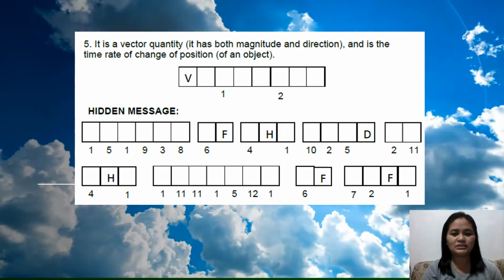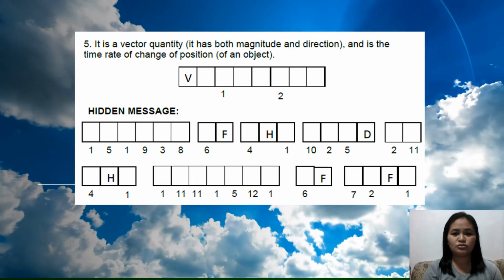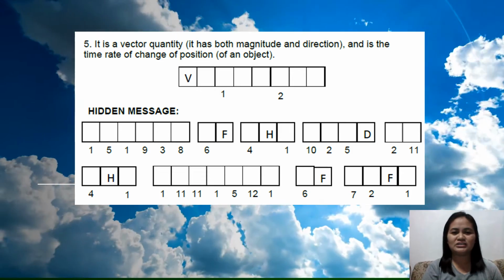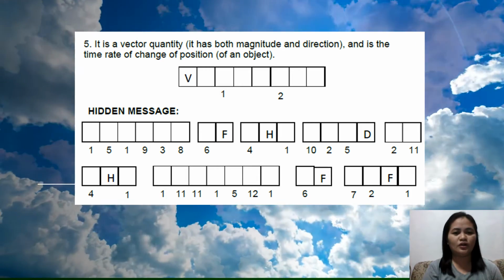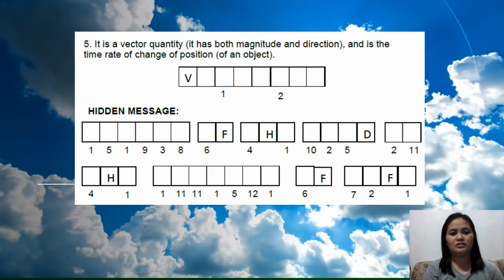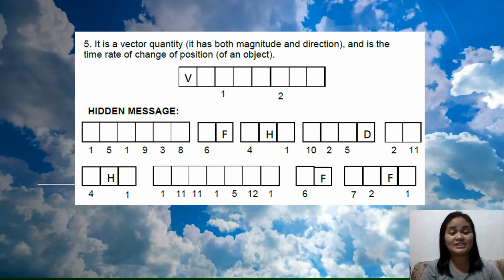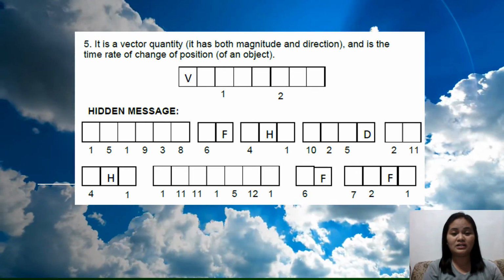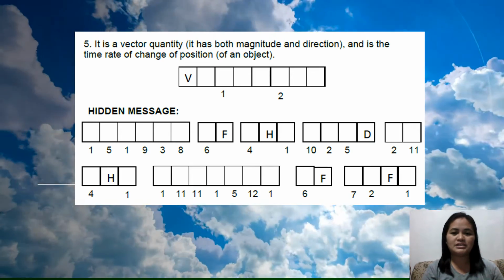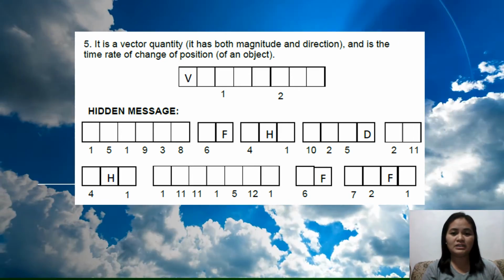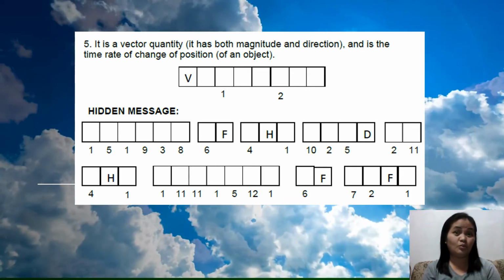Tuloy. Number 5. It is a vector quantity. Pag sinabing vector quantity, ano yon? May magnitude, andyan pala siya, and direction. It is the time rate of change of position of an object. Letter V. This is the counterpart ng speed. Kung yung speed na, di ba yung speed magnitude lang? For example, 5 meter per second. Speed yun. Pag nilagyan mo ng direction, nagiging letter V na siya. Anong tawag na? Ending with letter Y.